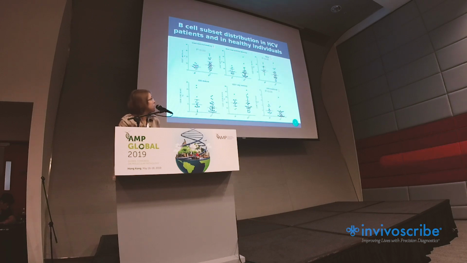Here you can see the analysis of our subset distributions. They are more or less the same between HCV patients and healthy donors, except for 3 subsets. So we have an increased frequency of class-switched memory B cells in HCV patients and a decreased frequency of naive and CD5 transitional B cells.